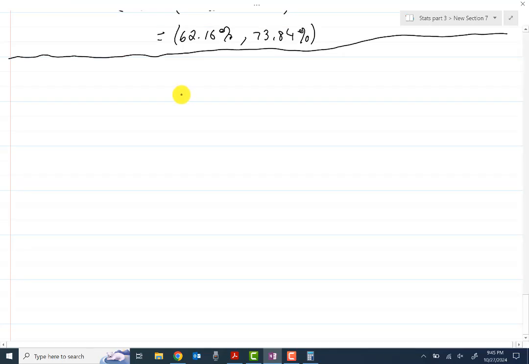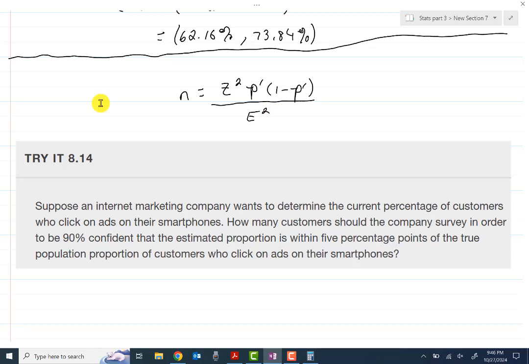Now, I was a bit premature in my calculation earlier. I forgot that there was a part B to that problem. So let me go ahead and put down how we get the size of n again. That'll be our formula for n. All right, a marketing company is doing some research. They want a 90% confidence interval. And they say, how many customers should the company survey in order to be 90% confident that the estimated proportion is within 5 percentage points of the true proportion?